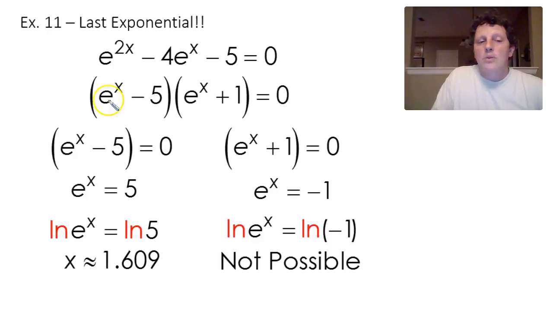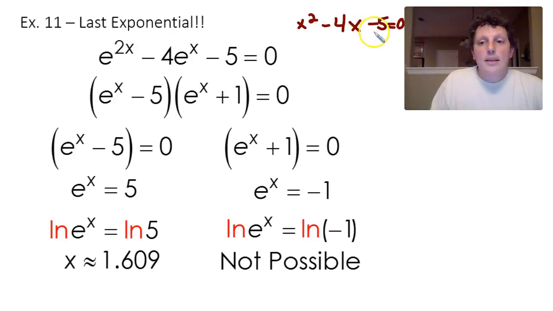This is the last exponential. And this one is very different. I want you to look and notice that we have e to the 2x minus 4 times e to the x minus 5. What's happening here is I have something that does not look like a quadratic that we're used to, but we are going to treat it exactly the same way that we would a quadratic. So if you pretended that this e to the x was an x, it would look like x squared minus 4 times x minus 5 equals 0.